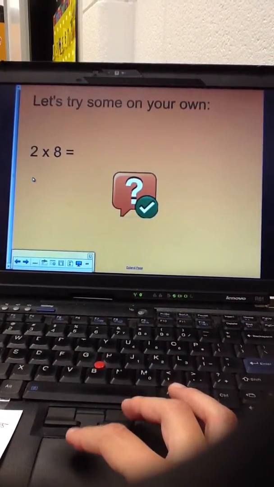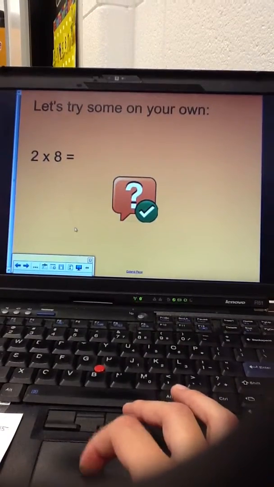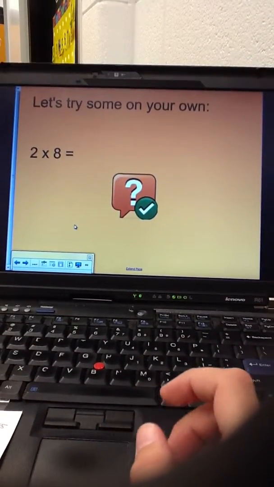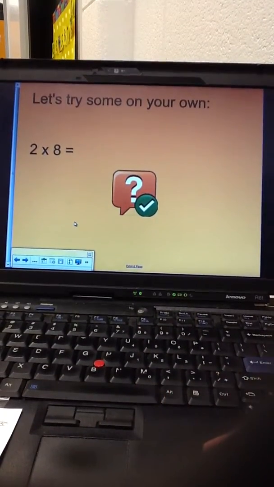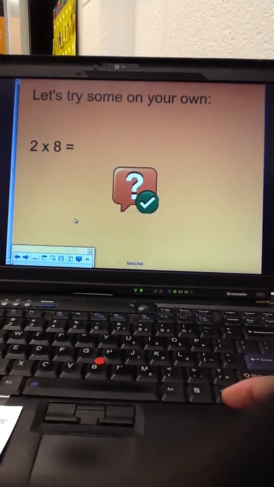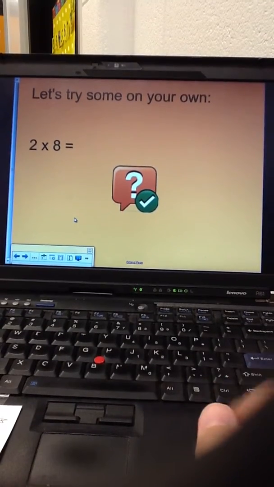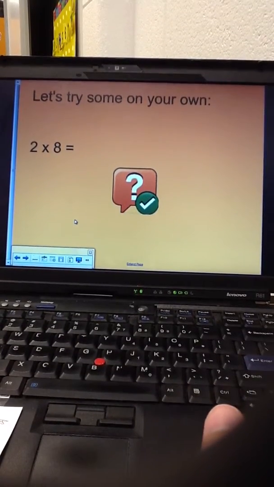So let's try some now on our own. We've got 2 times 8. Use one of those 4 strategies, either making a model, drawing an array, skip counting, or repeated addition to solve this problem. Pause the video until everyone in your group has finished.